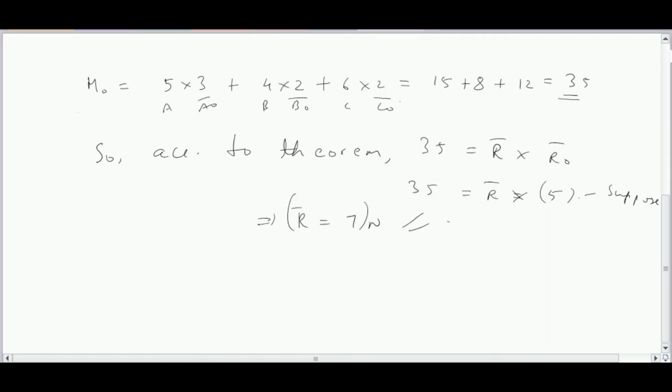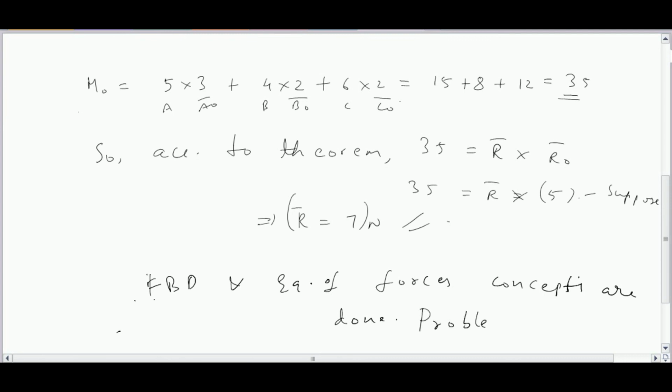Therefore, now we have completed all the theoretical concepts in the equilibrium of forces and free body diagrams chapter. Now we'll go to the problems from the next lecture.